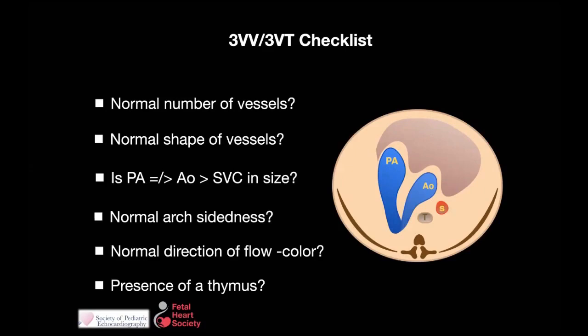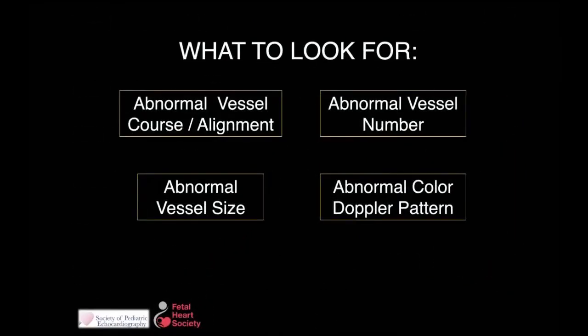Normal arch sidedness, so the pulmonary artery and the aortic arches should be left of the trachea. Also, normal direction of flow, and also presence of a thymus. So what to look for, again, is any abnormal vessel course or alignment, abnormal vessel number, even abnormal vessel size, and abnormal color Doppler pattern. Typically, most of these findings often present together.